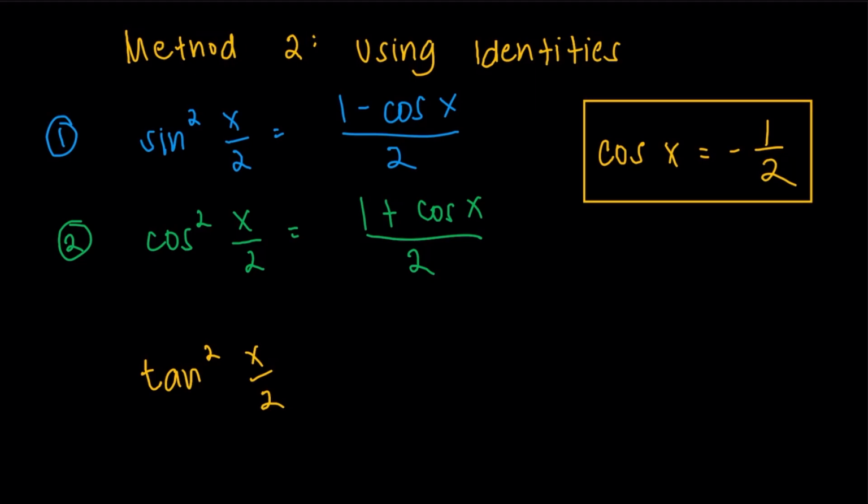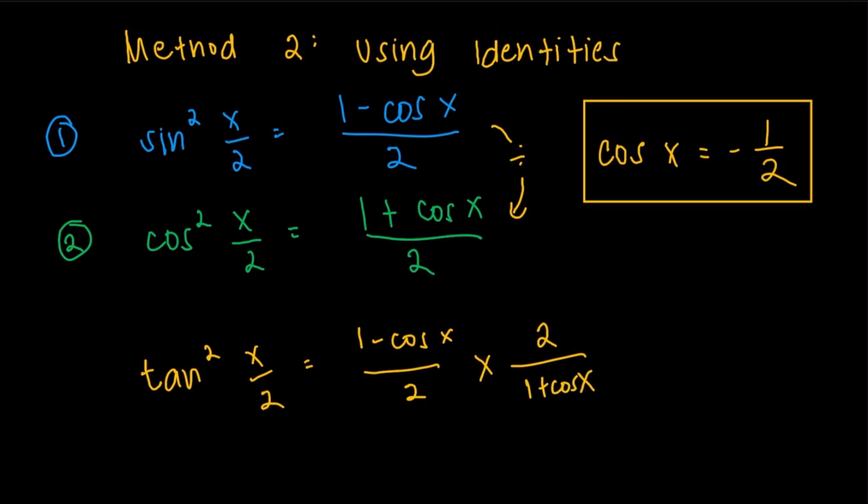Right, moving on. So we have the first one and the second one, but we know that tangent is sine divided by cosine. So I'm just going to divide the first one here by the second one. And if I do that, so 1 minus cosine x over 2 divided by 1 plus cosine x over 2. Now division, I could just make this multiplication and take the reciprocal of this one, so times 2 divided by 1 plus cosine x.